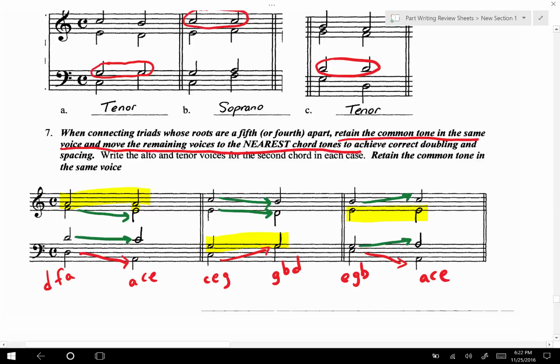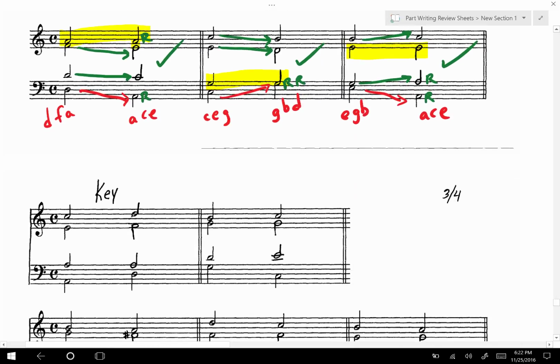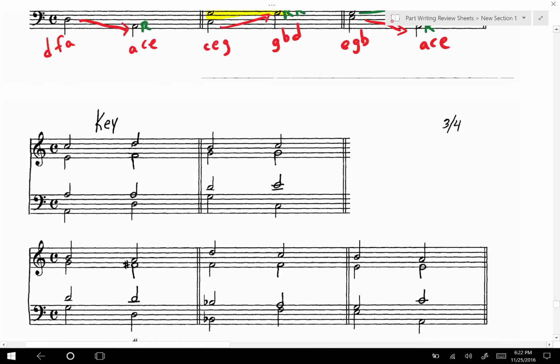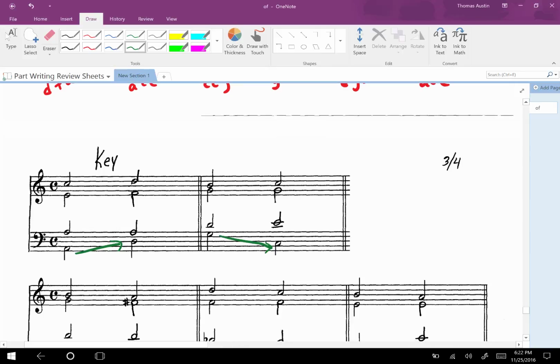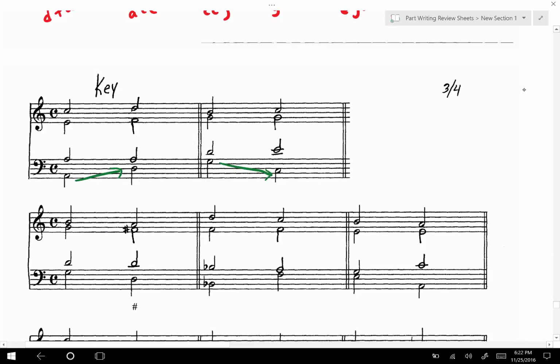Make sure that you've doubled the root. Check, check, check. More practice. This is page 3. The bass moves by the interval of a fourth. The bass moves by the interval of a fifth. Retain the common tone in the same voice. Move the other voices to the nearest chord tone.